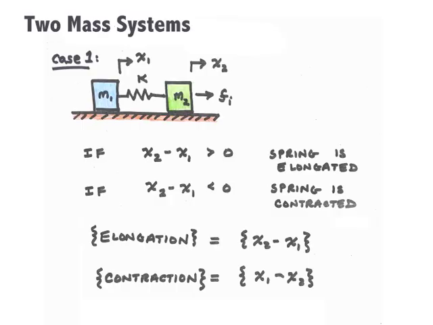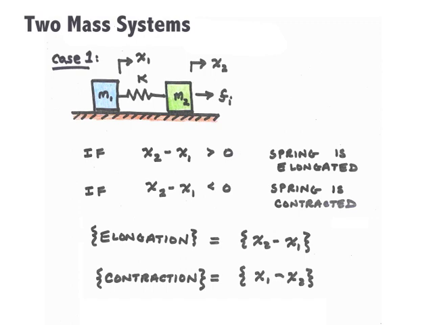In this presentation, we'll examine how to write the equations of motion for systems consisting of two masses. The first case we'll examine are two masses m1 and m2 lying on a frictionless horizontal surface with a spring of stiffness K connecting them. An external force, F sub I, is acting on mass m2. This is the input to the system.